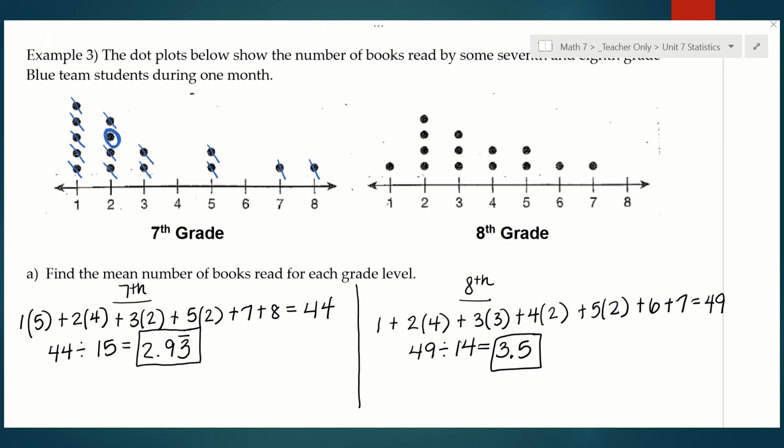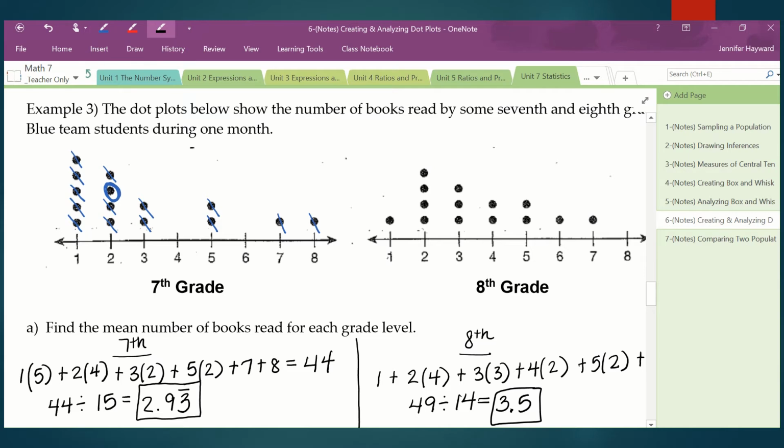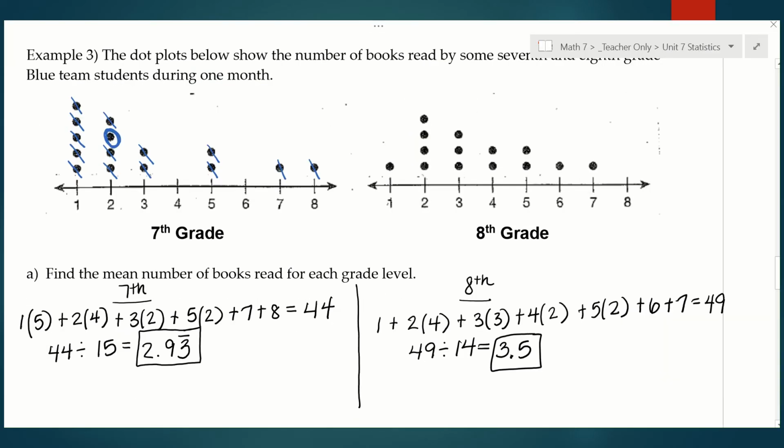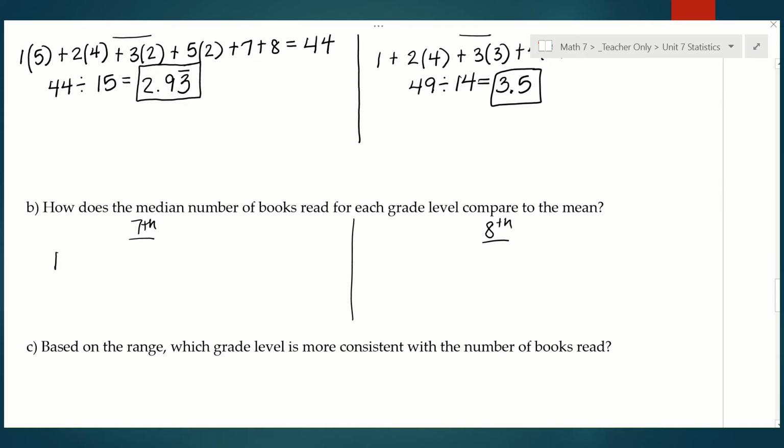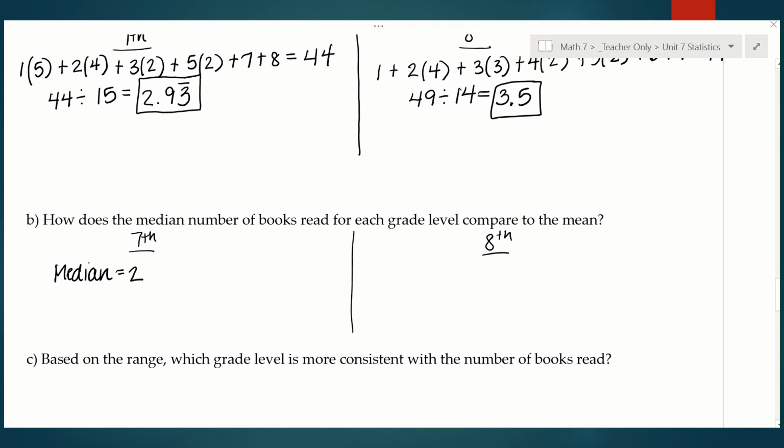Leave that up there for a second. Remember, you can always pause the video if I'm going too quickly for you. Some people like to watch it and then try it on their own. Okay, so the median is 2. So how does that compare to our mean? Well, the mean was 2.93, so we could say the median is slightly less than the mean. Or we can just say the median is less, however you want to phrase it.